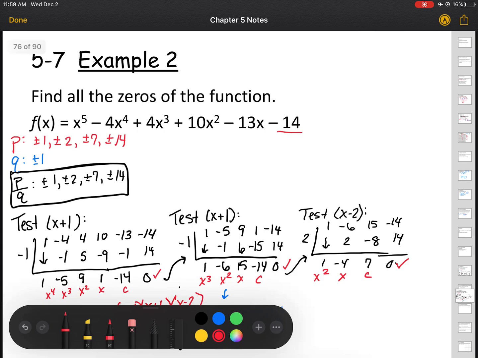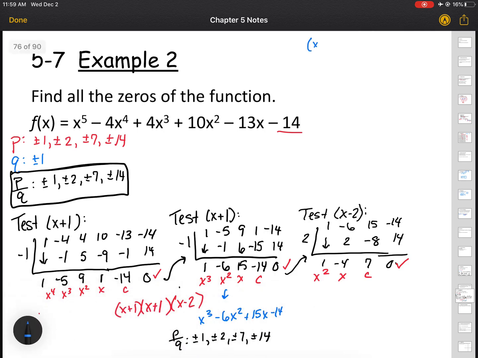So what this tells me is, right now I have my factors are x plus 1 and x plus 1. They were repeated. And then we just found out x minus 2 was a factor, and we're left with x squared minus 4x plus 7. And now we have to see if x squared minus 4x plus 7 can factor all the way down completely. Well, we can't use the x method to factor because it won't work out. It's not factorable, so we have to use the quadratic formula on that.